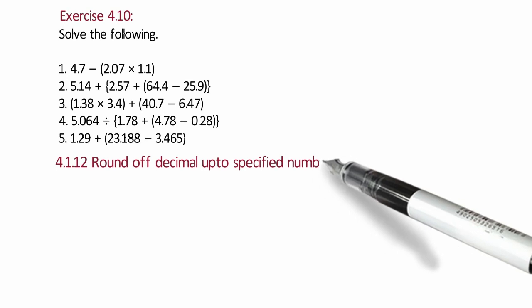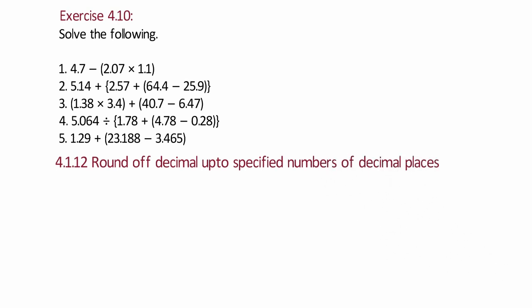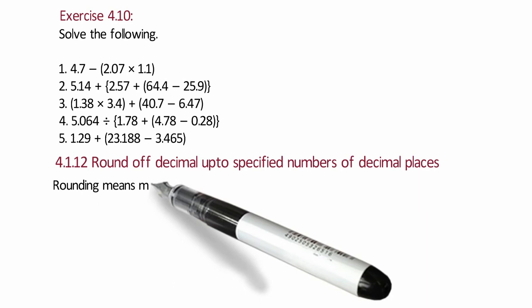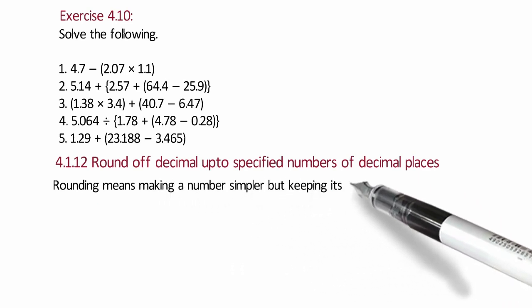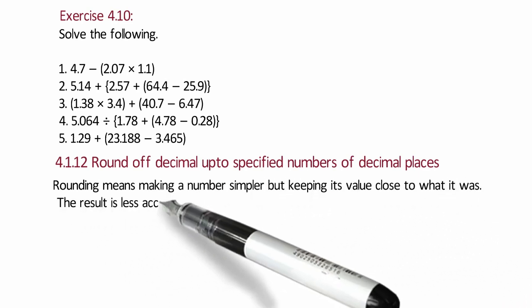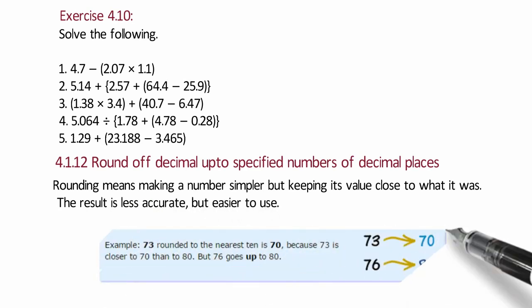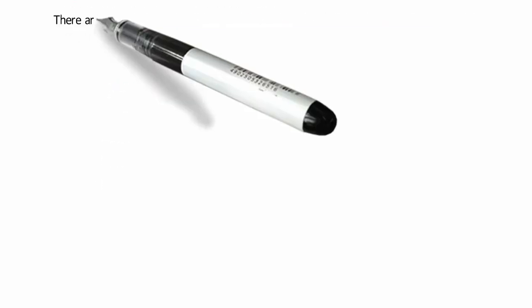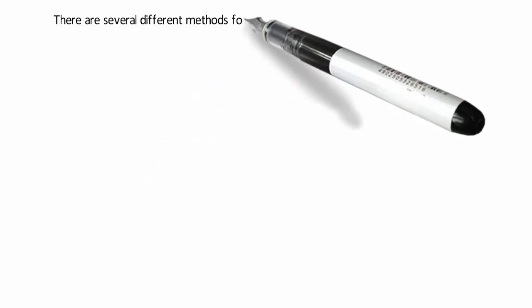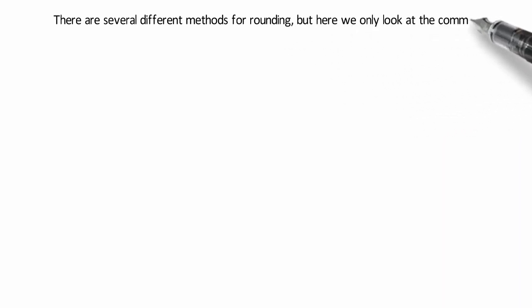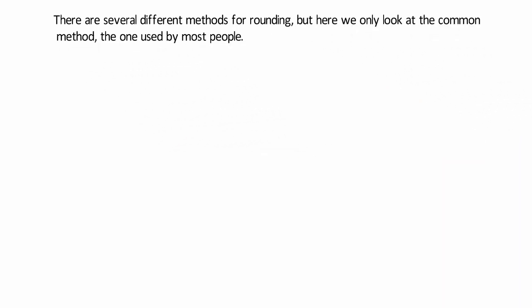Round off decimal up to specified number of decimal places. Rounding means making a number simpler but keeping its value close to what it was. The result is less accurate but easier to use. There are several different methods for rounding, but here we only look at the common method, the one used by most people.